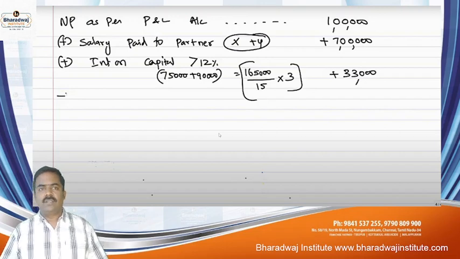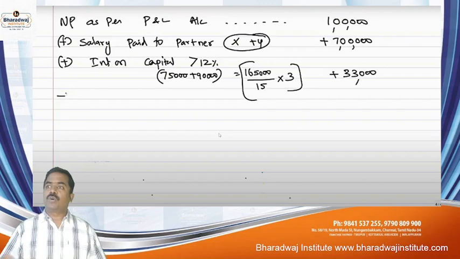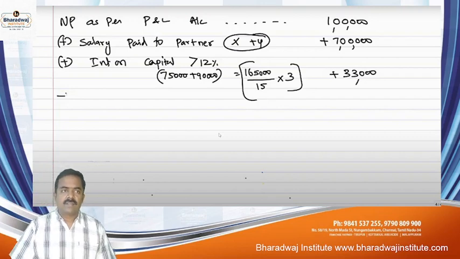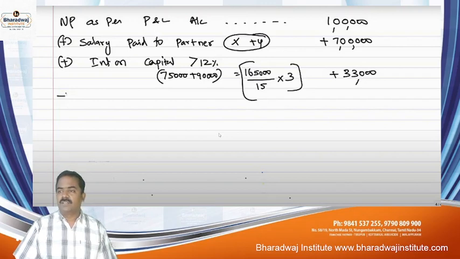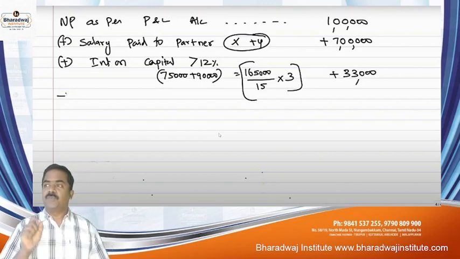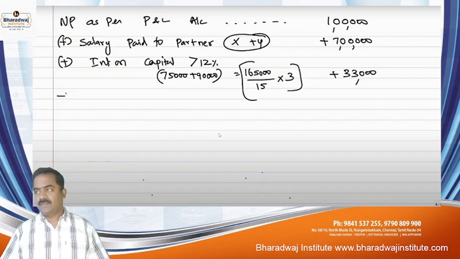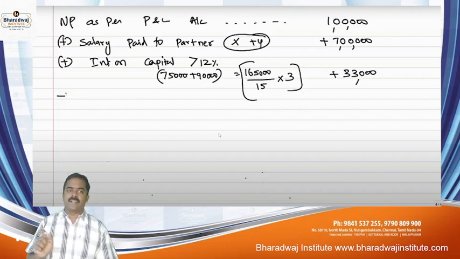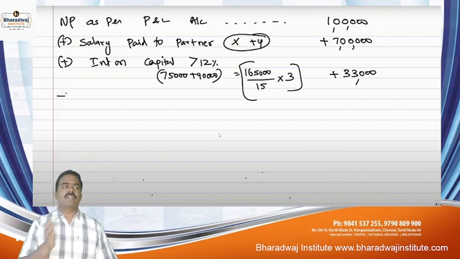Pay attention. Interest on capital is allowed up to how much percentage? More than 12% will be disallowed. Wait. What is the interest given in the P&L account? 75,000 plus 90,000, total 1,65,000. If 1,65,000 is 15%, what is 3%? Same like our salary, PF computation.